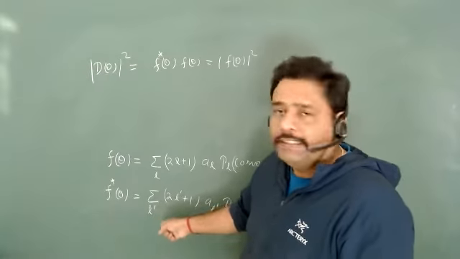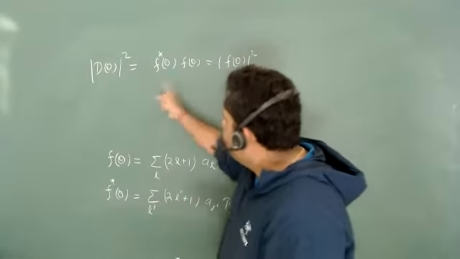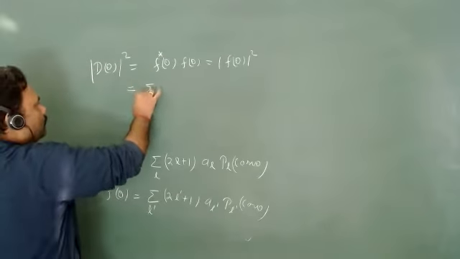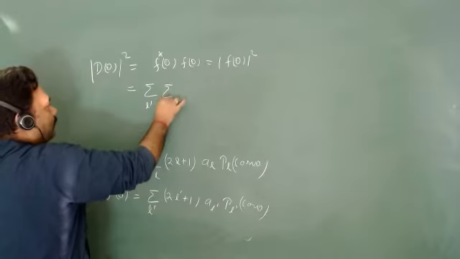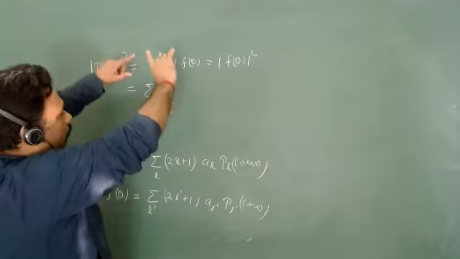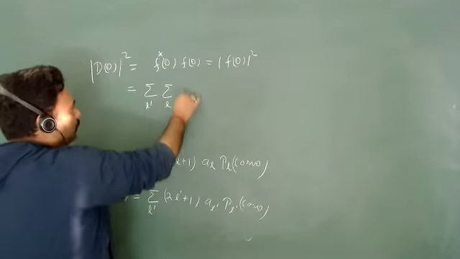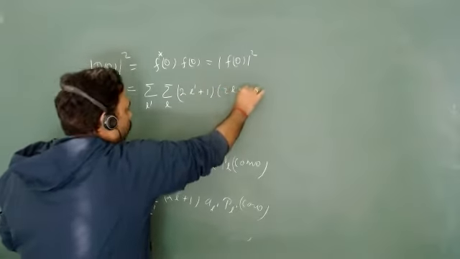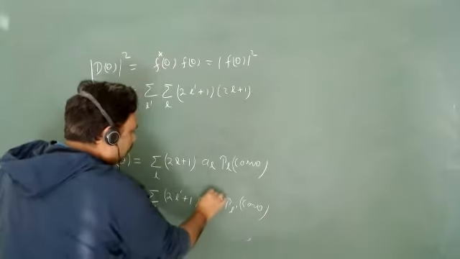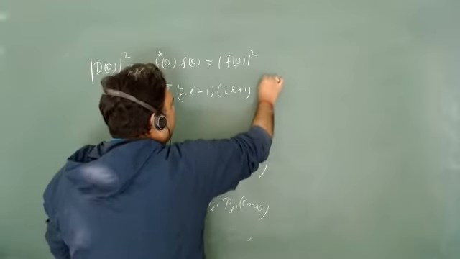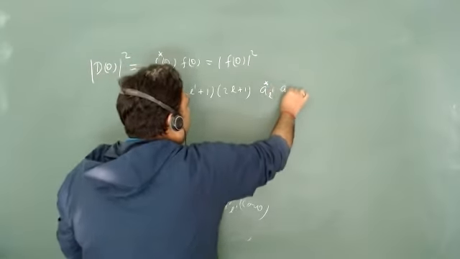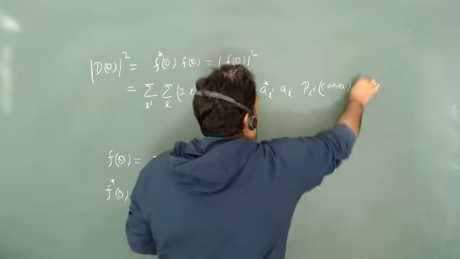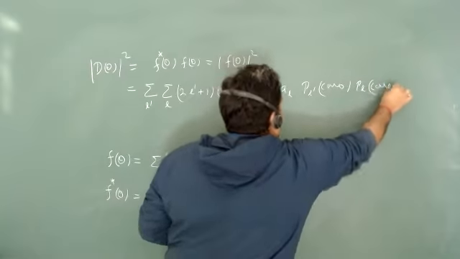Are you going to understand this? Why are we taking this? Here we have a double summation, not a single summation. The double summation has L dash as well as L, and both go from 0 to infinity. This value is 2L dash plus 1, 2L plus 1, and obviously this is a star. So here we have AL star dash AL, and PL dash cos theta, PL cos theta.